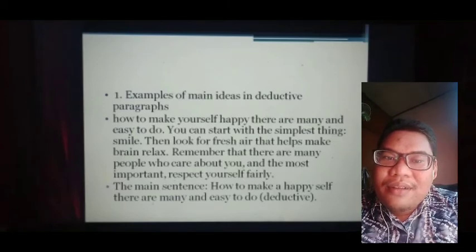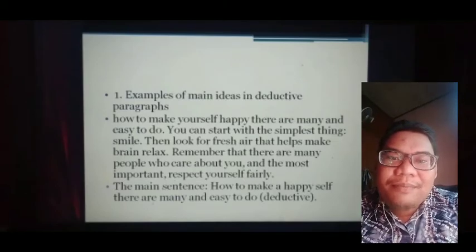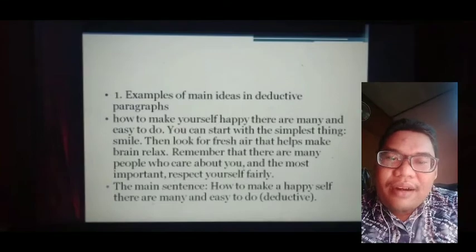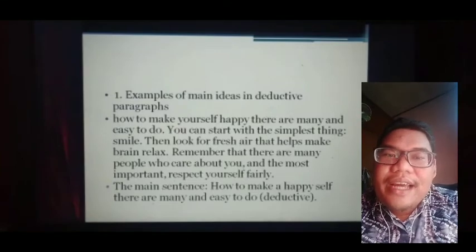You can look at my screen. How to make yourself happy. There are many and easy to do. That's at the beginning of the paragraph. That's the main idea and the main sentence.